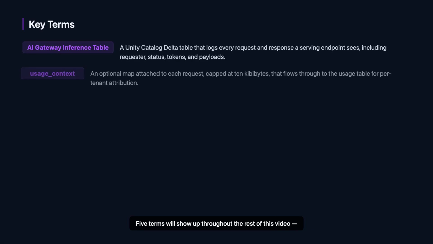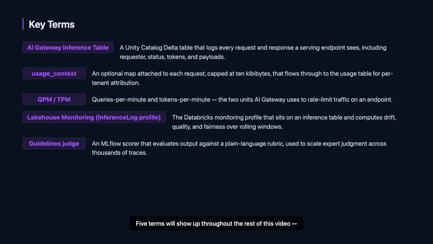5 terms will show up throughout the rest of this video. Let's pin them down now so they land in context later. An AI Gateway Inference Table is the Unity Catalog Delta table that logs every request and response. Usage_context is the optional map you attach to a request so you can answer questions like, how many tokens did tenant A burn this month?